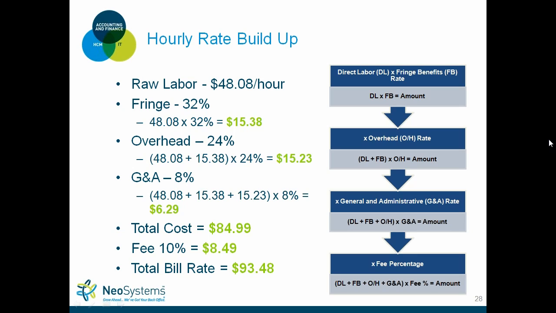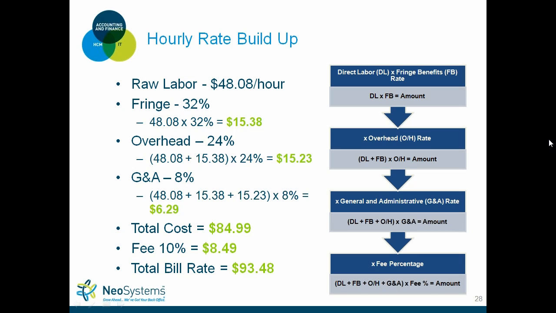So if you have G&A, most of you do, then you take a combination of the fringe, overhead, and the raw labor, and you multiply that by your G&A rate. So as you can see in this example, your total cost for the employee is not just $48.08. It actually costs the company $84.99 to keep the employee employed and happy.